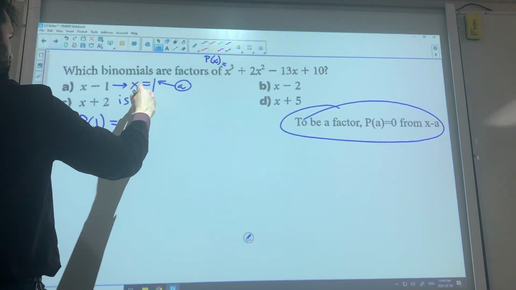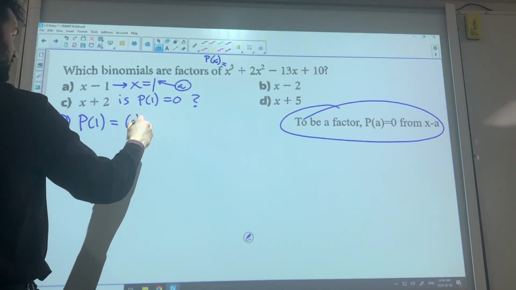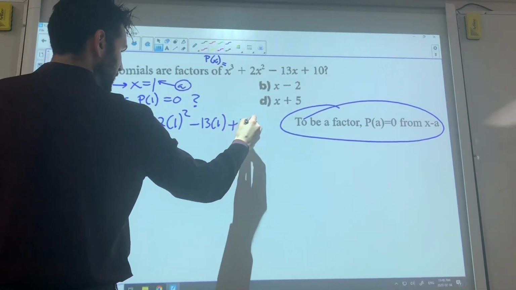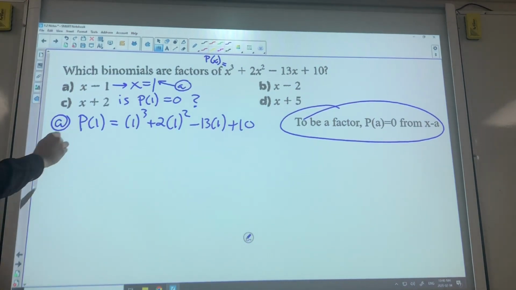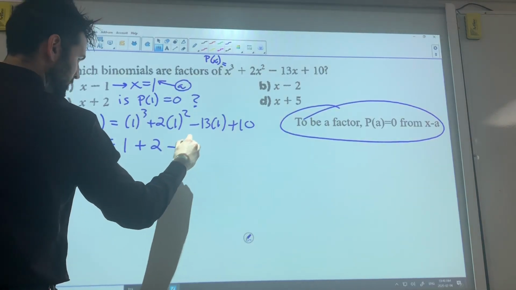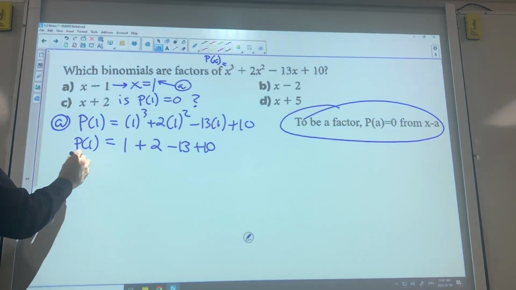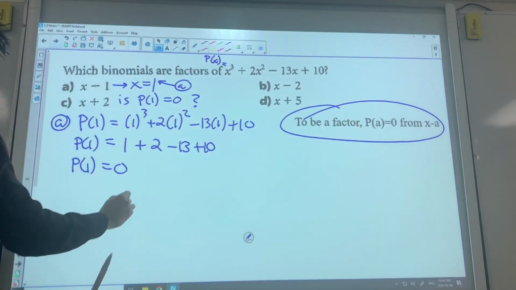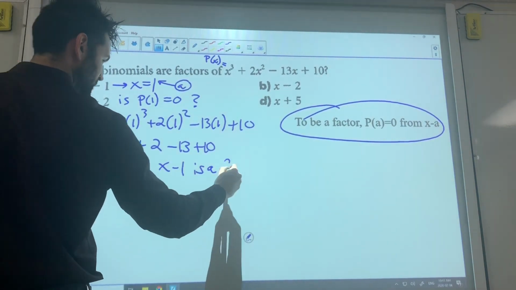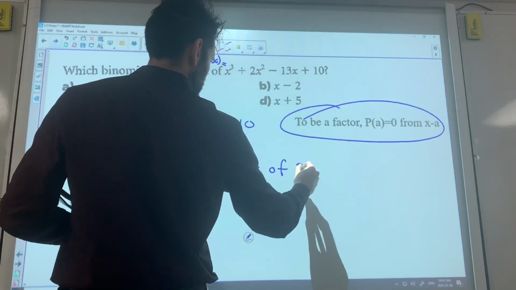So is p of 1 equal to 0? Question mark. Let's see. 1 to the 3 plus 2 times 1 squared minus 13 times 1 plus 10. Yeah. I'm hearing a yes. All right, let's see. So you get 1 plus 2, subtract 13 plus 10. So let's see, that's 3. Plus 10 is 13, minus 13 is 0. Yes. So this is what I like to do. P of 1 equals 0. Therefore, x minus 1 is a factor. That's a C, is a factor of p of x.